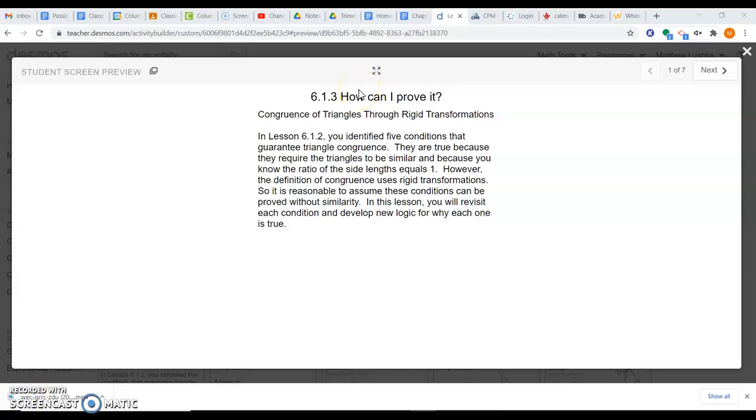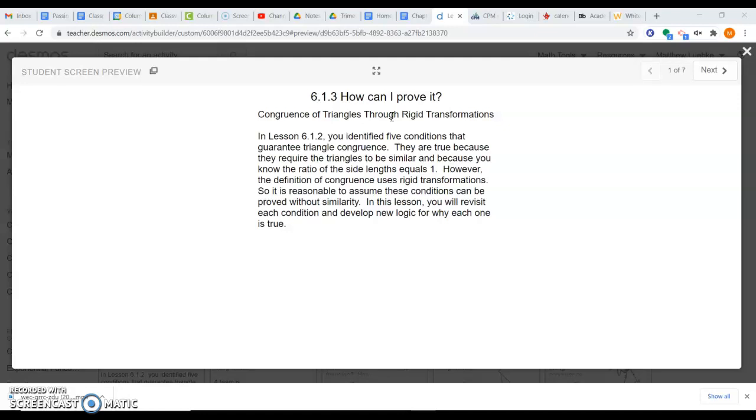All right, here's my video guide for lesson 6.1.3, talking about how can I prove it. And so what we're going to do here is prove the triangle congruence conditions we talked about in lesson 6.1.2. The first two we're going to prove are side-angle-side and angle-side-angle, and we're going to do that using rigid transformations.